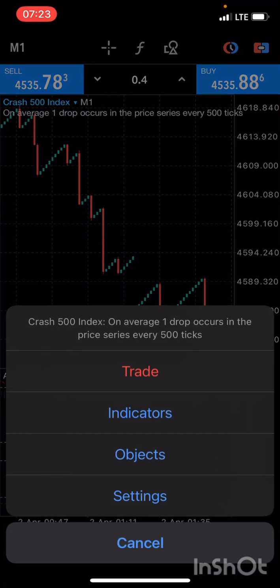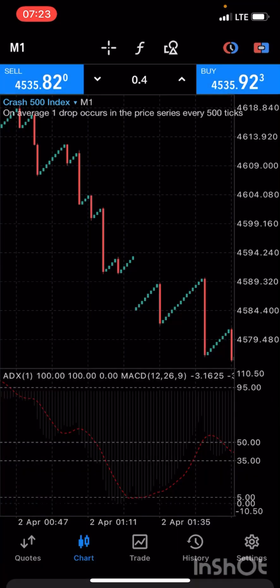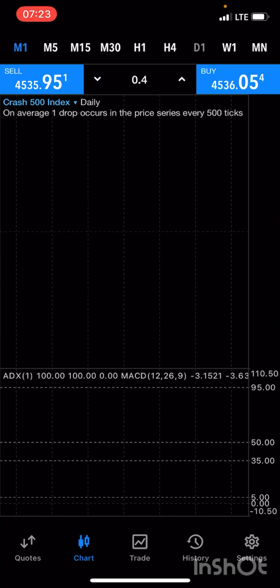If you've heard of price action, some people ask what's the strategy you use in trading. The strategy which I really do enjoy using to trade is price action. Okay, it's price action. So now I'm going to go to the higher time frame.